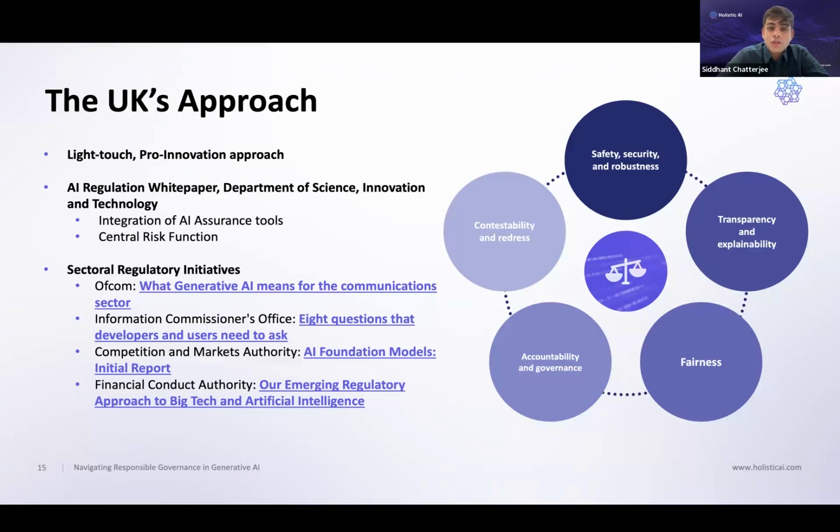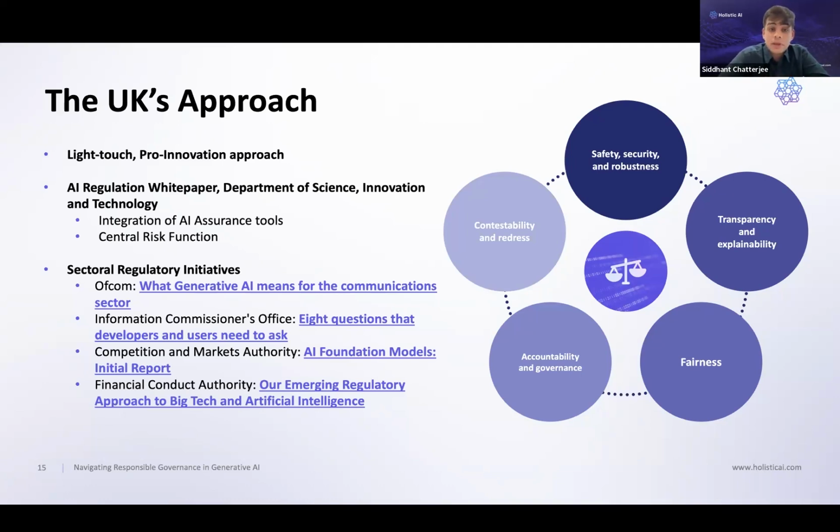Coming to the UK, which compared to the EU has a more light-touch and, in their words, pro-innovation approach to AI. This is underscored by their recent white paper on AI regulation, and future policymaking in the UK will largely be principles-based, geared towards ensuring 5 objectives, as mentioned in the slide here, ranging from safety, security, and fairness to accountability and redress. The white paper also emphasizes the integration of assurance technologies to facilitate safe AI deployment through mechanisms like algorithmic audits, and has also commissioned a central risk function within the aegis of the paper to scan and mitigate future risks in the generative AI ecosystem.